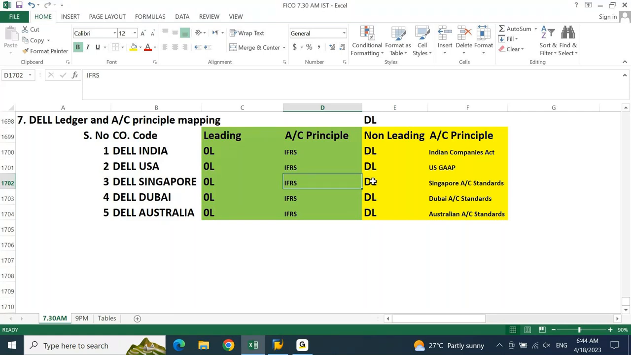Now in your ECC system, your current data is showing the leading ledger as the Indian Companies Act. Yes. Now in HANA, you want to change your leading ledger to IFRS. The existing leading ledger data should be moved onto the non-leading ledger. For this, straight away we cannot do it. We'll have to approach SAP for this, because when you move from ECC to S4HANA, the data that you already have remains as it is.